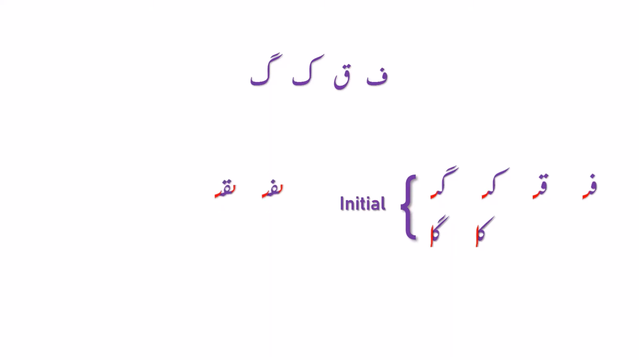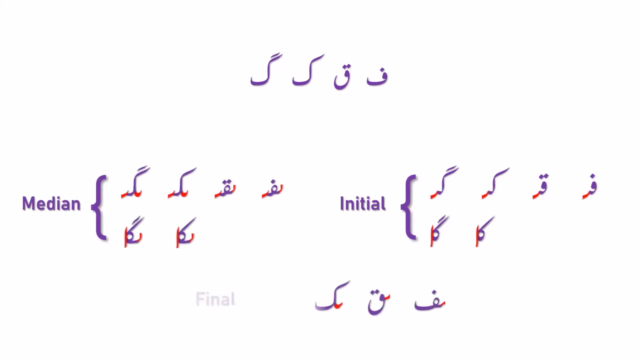Fe, Badi Qaf, Chhoti Kaf and Gaf are connectors. Chhoti Kaf and Gaf have two initial and median position forms. These are their initial, median and final position forms. Chhoti Kaf and Gaf have this form when they are followed by either alif or lam. For the rest of the letters, Chhoti Kaf and Gaf have this form.